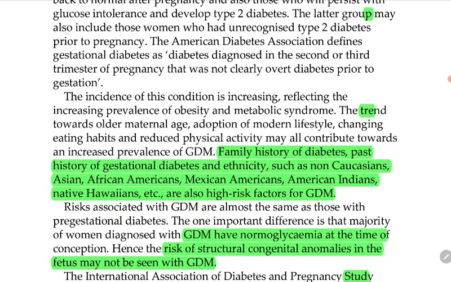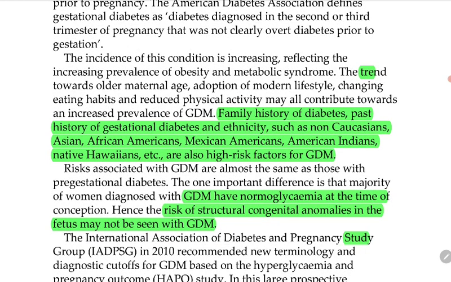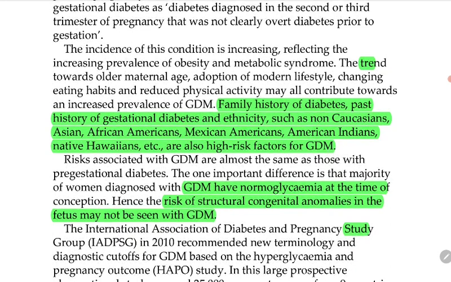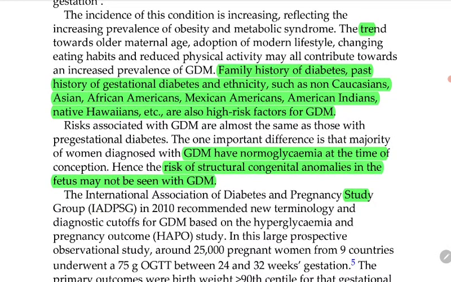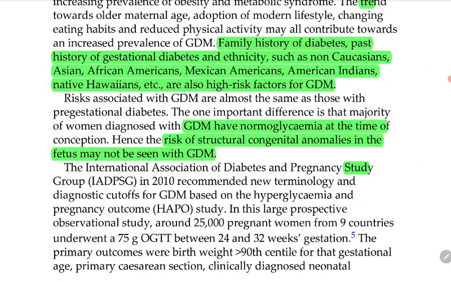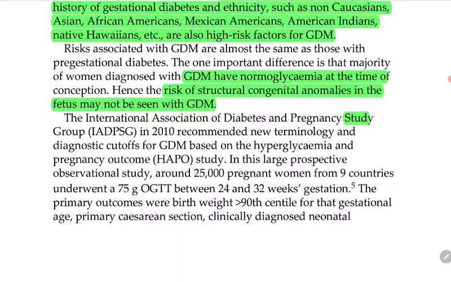The incidence of this condition is increasing, reflecting the increased prevalence of obesity, metabolic syndrome, the trend towards older maternal age, adoption of modern lifestyle, changing eating habits, and reduced physical activity, which may all contribute towards the increased prevalence of GDM. Family history of diabetes, past history of GDM, and ethnicity such as non-Caucasians, Asians, African Americans, Mexican Americans, and American Indians are all high risk factors for GDM.